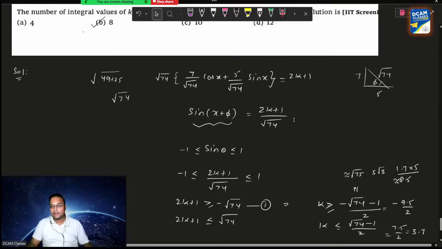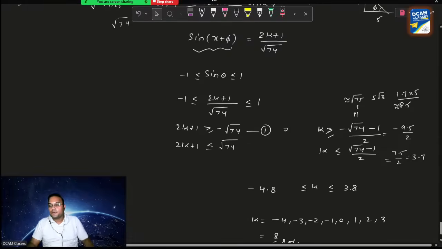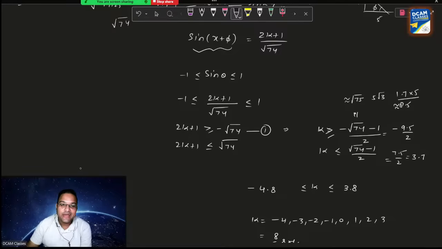In the exam, if they ask root 74, what should we take? Do approximation like me. You could take it as 8 also? No, not 8. See, you have root 74. Take the nearest value that you can find, 8.5, because the nearest one is root 75. If it was 72, you could have taken root 72 like that.